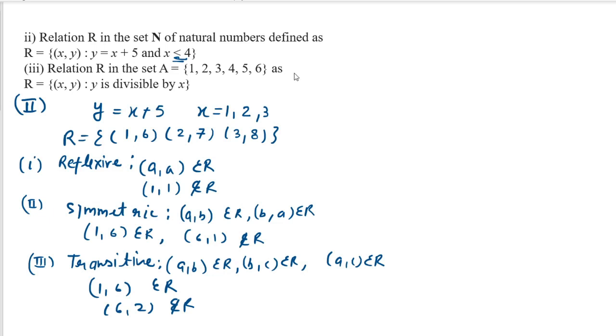Look at the screen. What is the second part? Now I'm going to tell you about the second part. Okay, for the second, sorry, this is the third part. Third part. So what is given here? Relation R in the set A = {1, 2, 3, 4, 5, 6}, R = {(x, y): y is divisible by x}. What is given here, children? y is divisible by x.